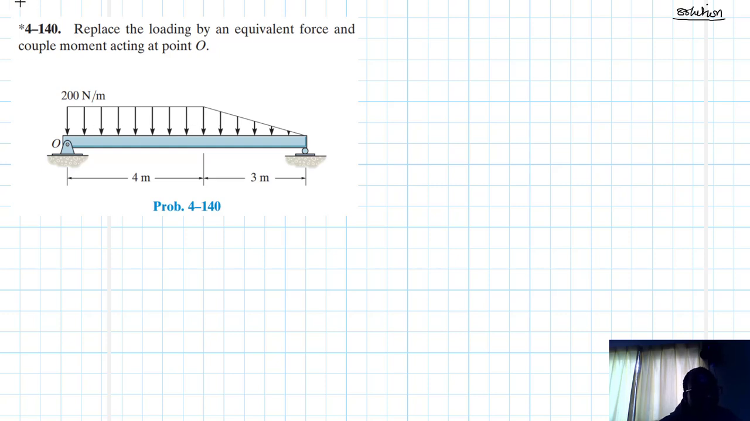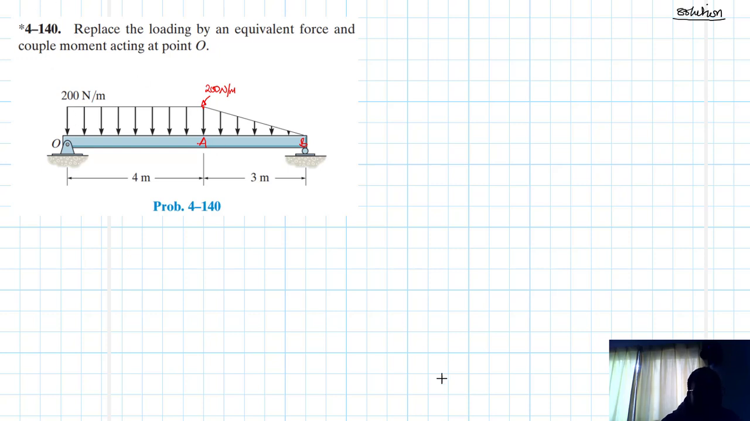We have a distributed load from O to A that is rectangular, and from A to B it is triangular. This point here is also 200 newtons per meter. Great. So we have now two portions of loads. I'm going to get the equivalent forces for each one of them and then later on sum them up algebraically about point O.